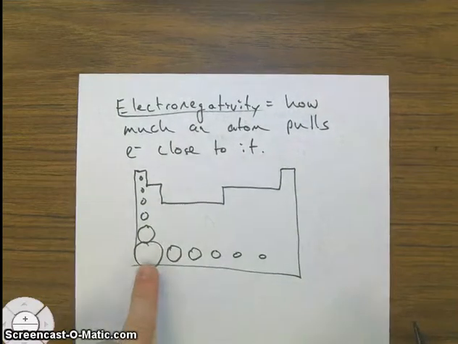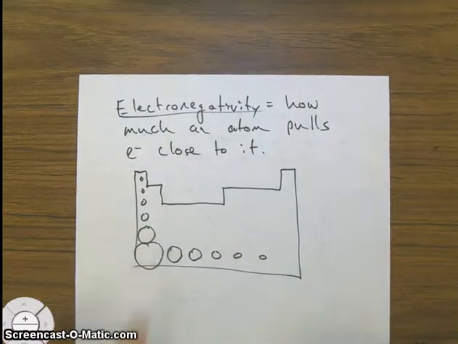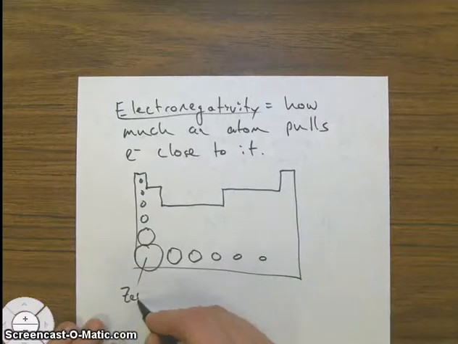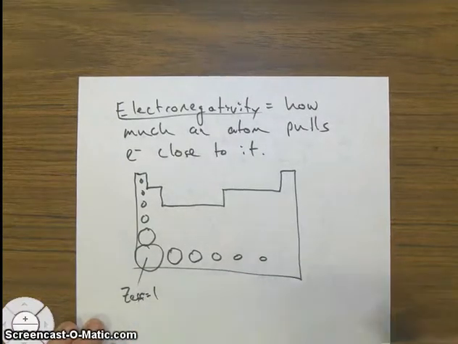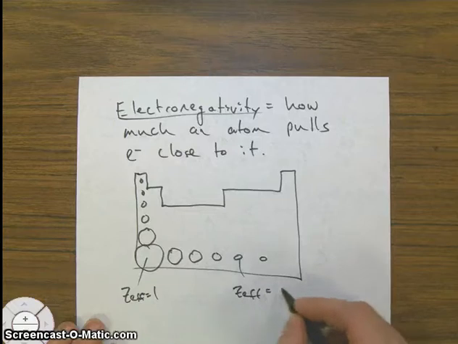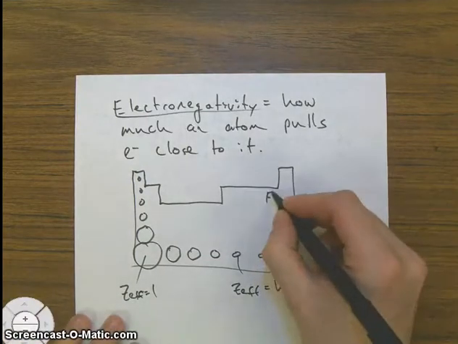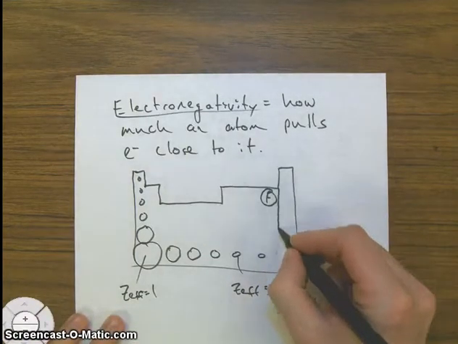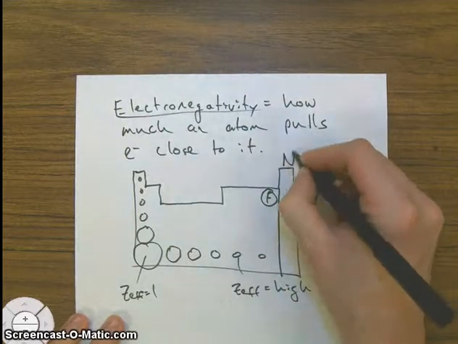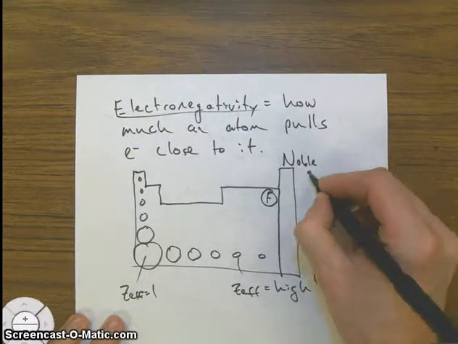So it's not pulling electrons very close to it because all of these guys, their effective nuclear charge is all 1. These guys, the effective nuclear charge is high. Because the effective nuclear charge is high, they're pulling electrons really close to them. So the most electronegative element on the periodic table is fluorine. There's an exception to this rule. The noble gases have no electronegativity.